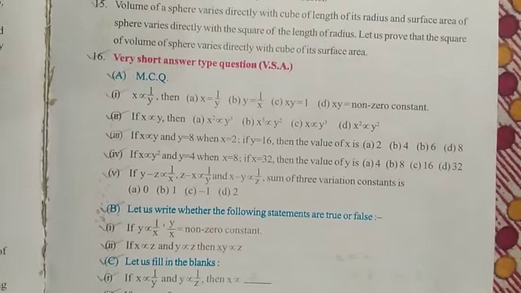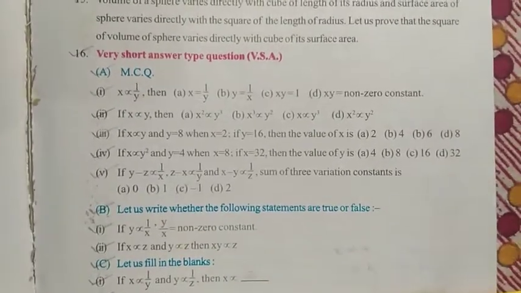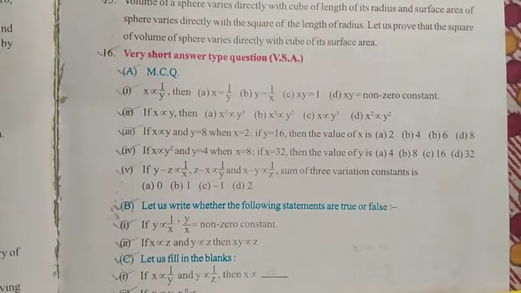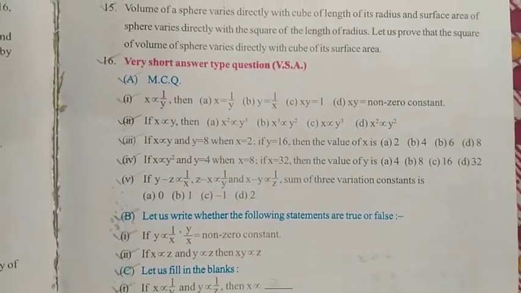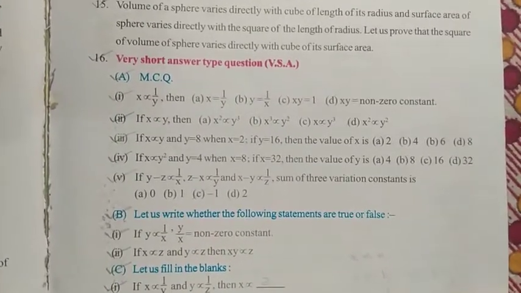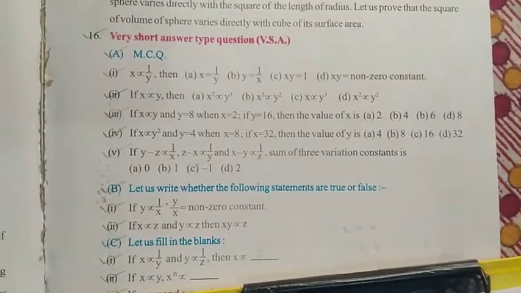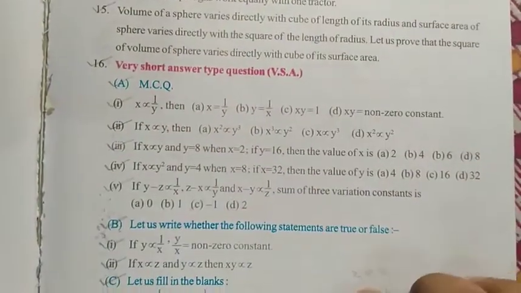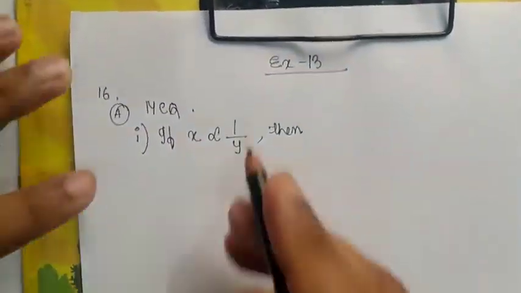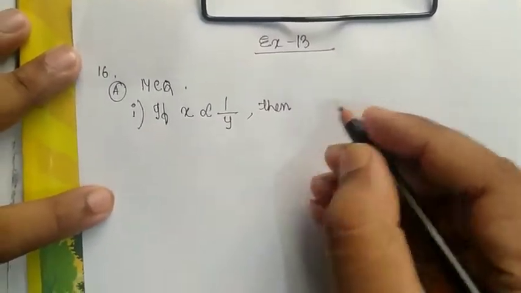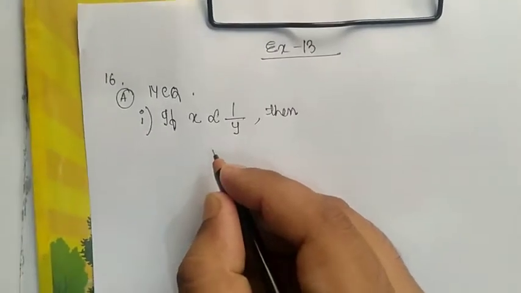Now this is sum number 16 part A part 1. This is all the very short answer type question, MCQ type question. There are 4 answers or alternatives. We have to choose the correct one. So now here the question is x variation with 1 by y, then there are 4 options. Now x variation with 1 by y means x is inverse variation with 1 by y. So if x inverse variation with 1 by y, then we have to find the correct alternative.